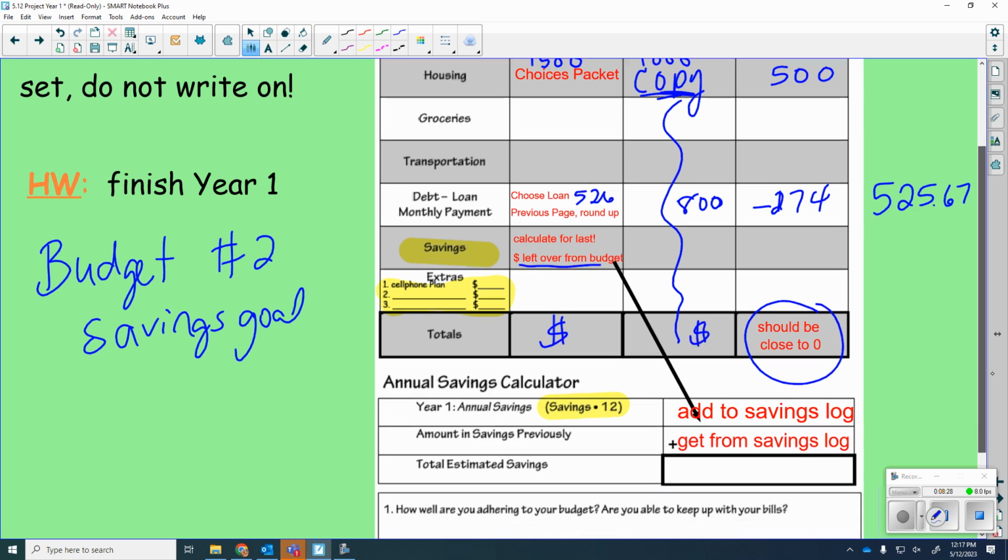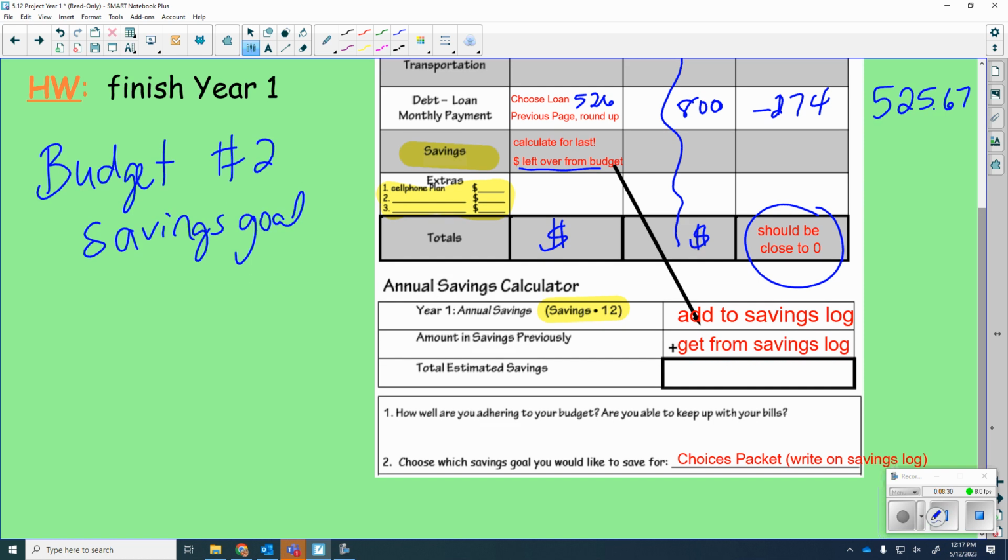Okay? All right, then one final thing where it says savings left over from budget, you're going to write that number right here. Year one savings times 12. So that means if you get to save $500 a month, you'll do 500 times 12 and get that number right here. Then you're going to need to add that to your savings log, right? What would you call that? On here, what would you call it? Oh, save. Year one savings is what I would call it. And put whatever number that is.